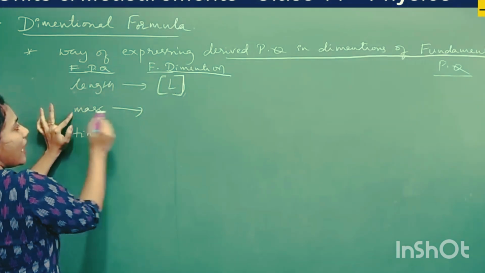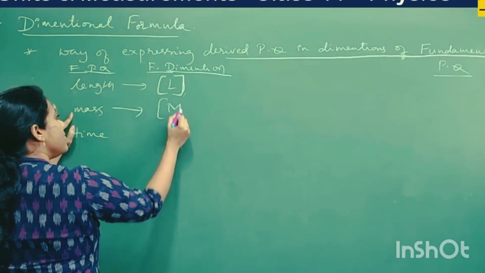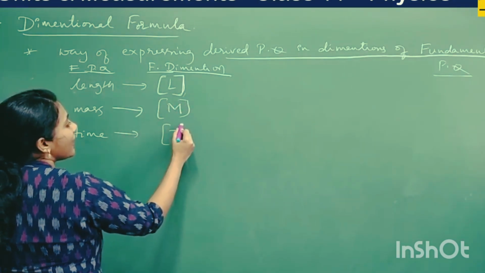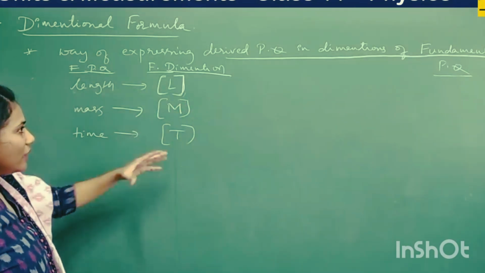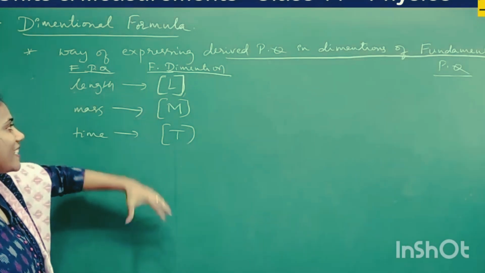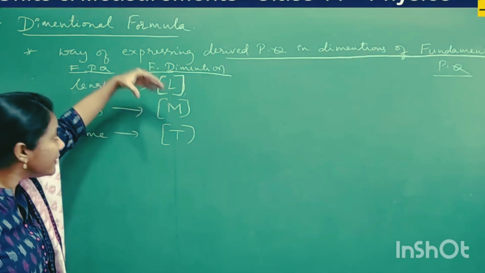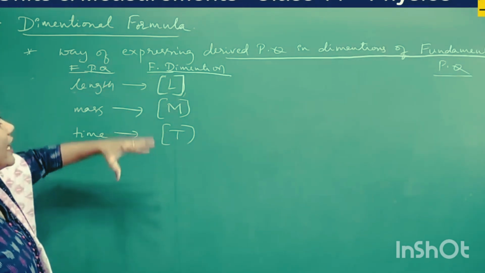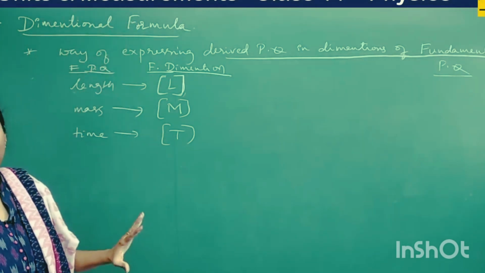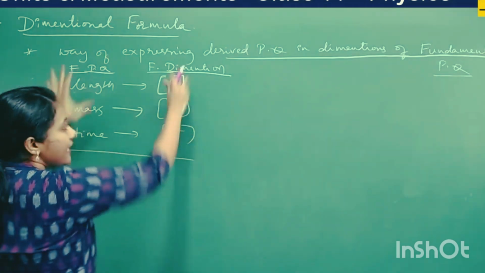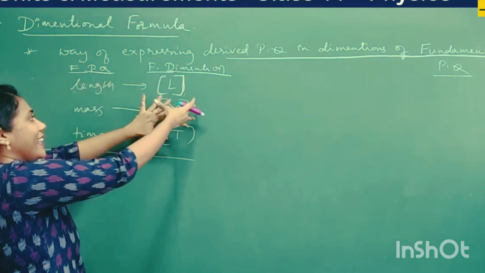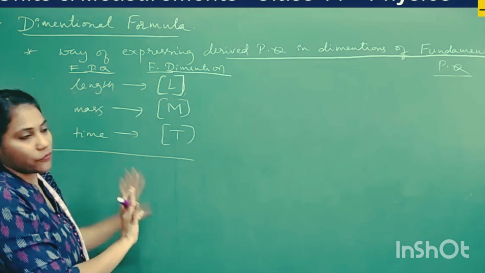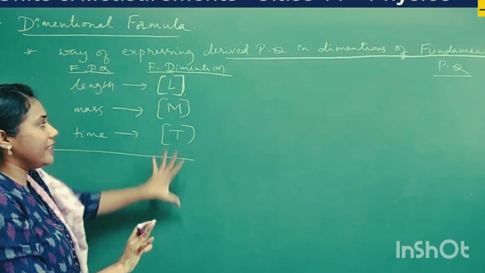And mass, I write like this. Time, I'll write as capital T. Any physical quantity which you express in these three fundamental physical quantities is called a dimensional formula. So let us see one example. You must have this idea: length means you will write L, mass you will write like this, time you will write like this. These are fundamental physical quantities and their dimensions.